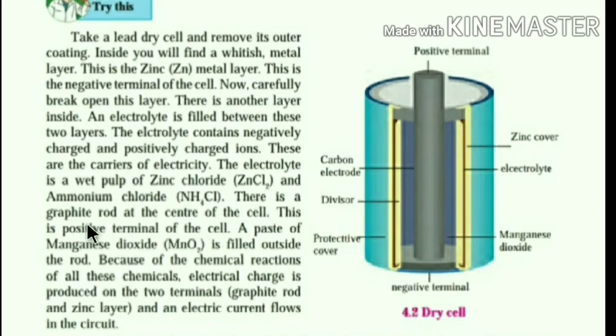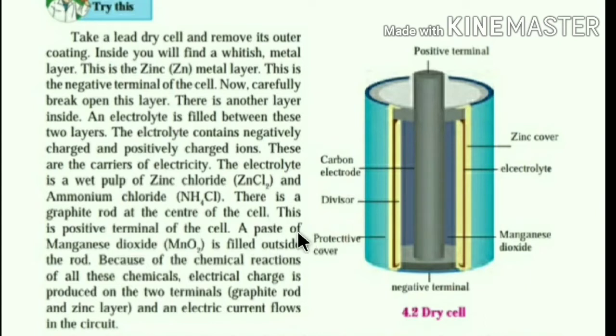There is a graphite rod at the center of the cell. This is the positive terminal of the cell. So the zinc metal is the negative terminal of the cell, and the graphite rod is the positive terminal of the cell.